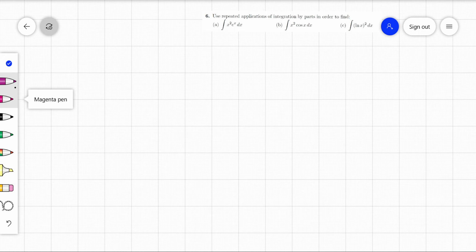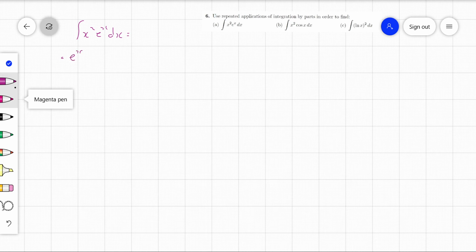So this time we're going to use repeated applications, and that comes in handy because we either end up with the same integral or just something really nice to integrate that we can do straight away. So if I look at the first one, x squared e to the x, usually if we have an e to the x, that's the one we're going to choose to integrate.